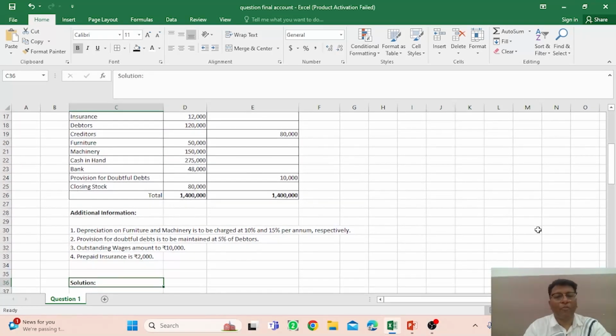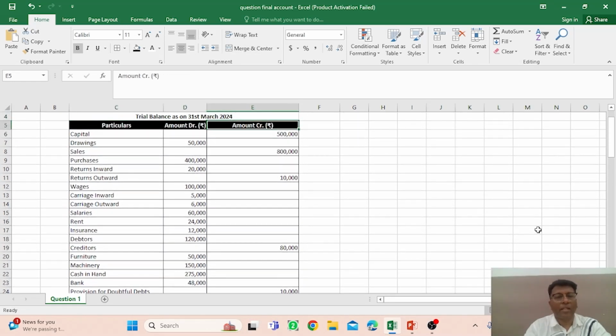Sometimes you are given additional information in the form of adjustments, and these adjustments are to be adjusted at the time of preparation of the final accounts. Depreciation on furniture and machinery is to be charged at 10% and 15% per annum respectively. Provision for doubtful debts is to be maintained at 5%. It means this is the new provision. Outstanding wages, it means the wages are due and you have not paid till now, is 10,000. And prepaid insurance, it means you have made the payment in advance, so it is not related to the current year.